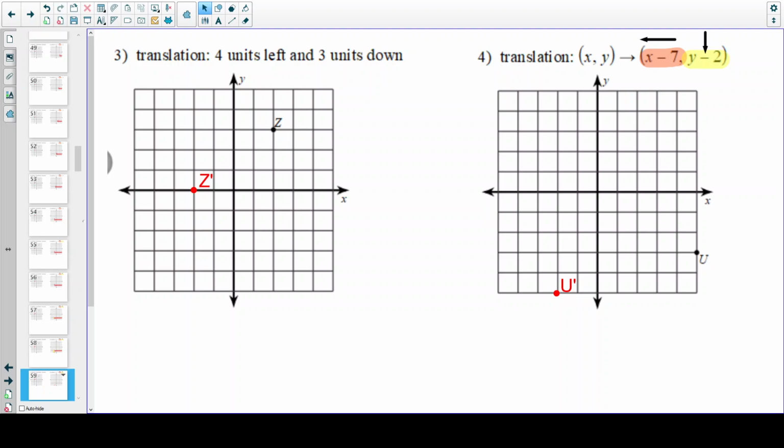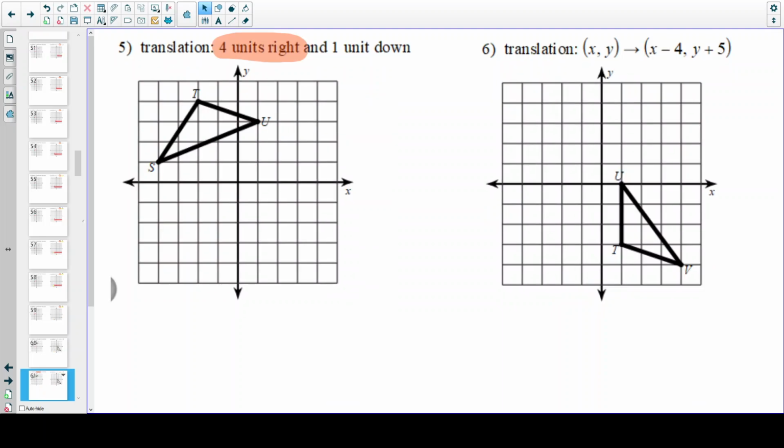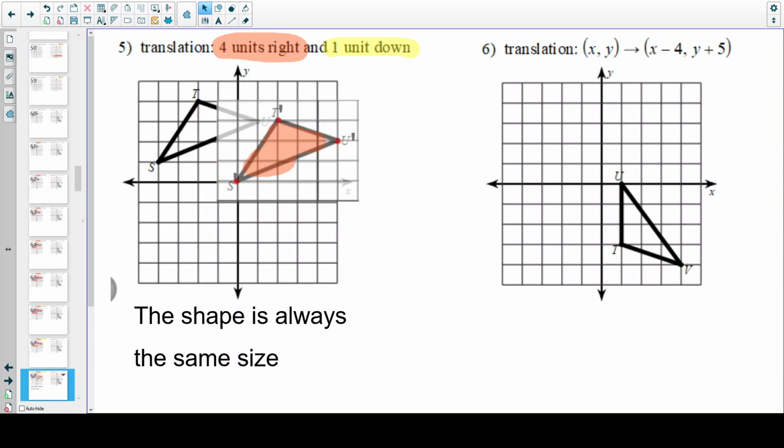What about moving the entire shape like this? Well, the key is that on number 5, they want to go 4 units to the right. And if you looked at it all at once, we're going to move the entire shape 4 units to the right. So 1, 2, 3, 4. And then 1 unit down, and it comes down. Now, sadly, on your notebook paper, you can't move the whole thing over like I did. But it is going to be the same size. It's going to be the same shape. Nothing changes on it.